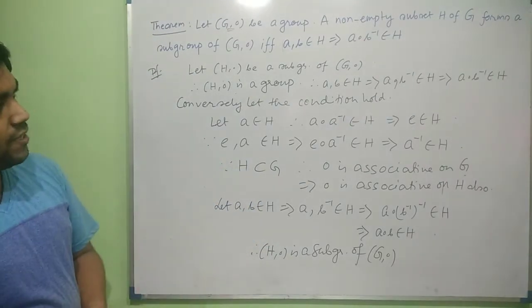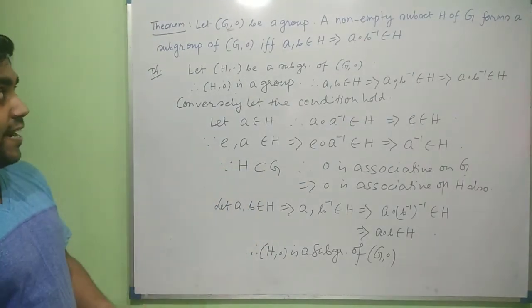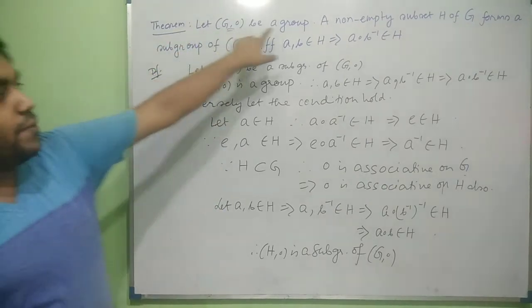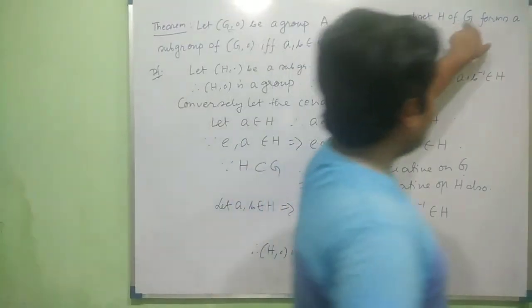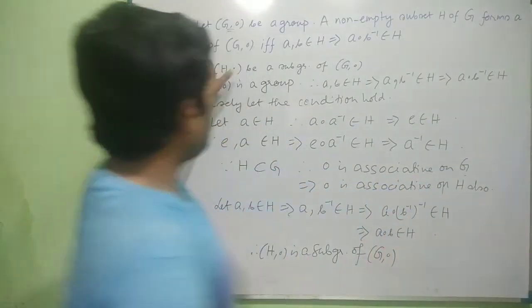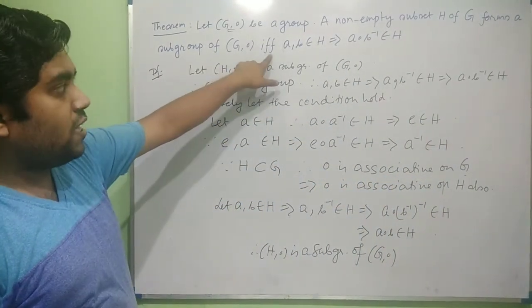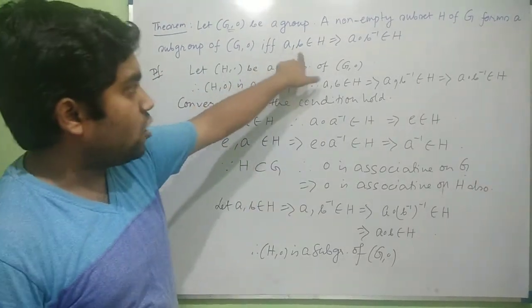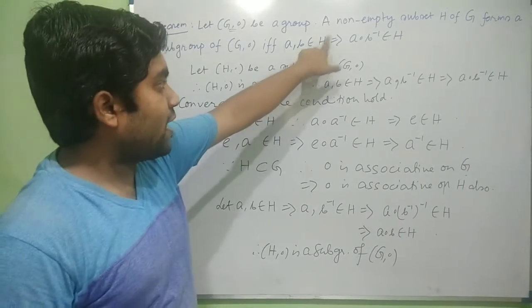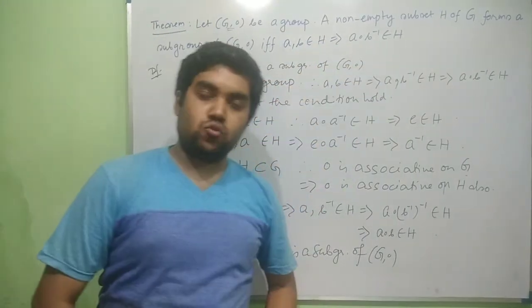And the difference between them: first of all, we studied the statement. Let G naught be a group. G naught is a given group and a non-empty subset H of G forms a subgroup of G naught if and only if one condition. What is that? A and B, two elements in H, implies A naught B inverse belongs to H.